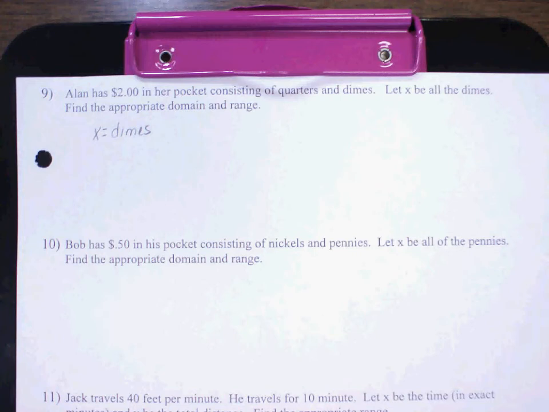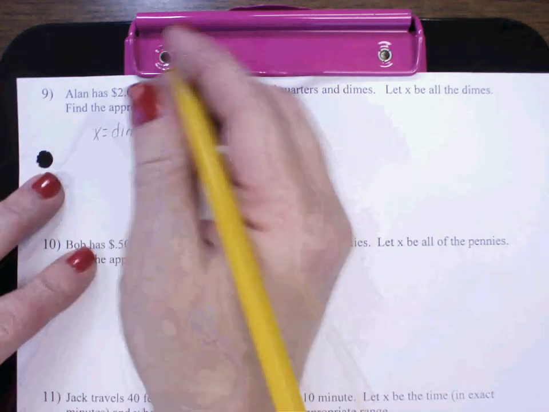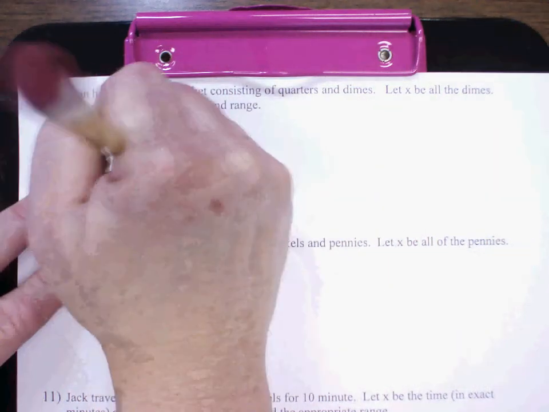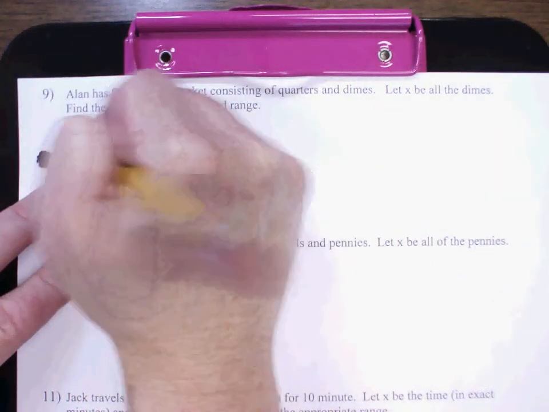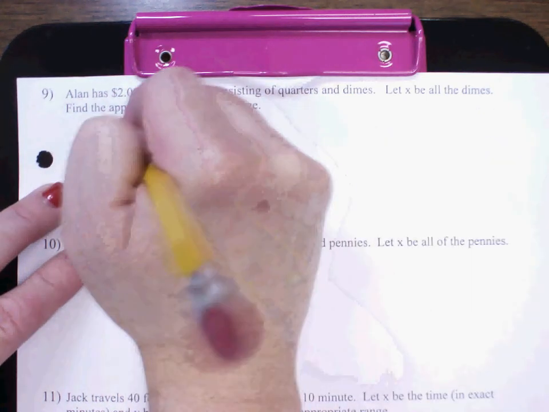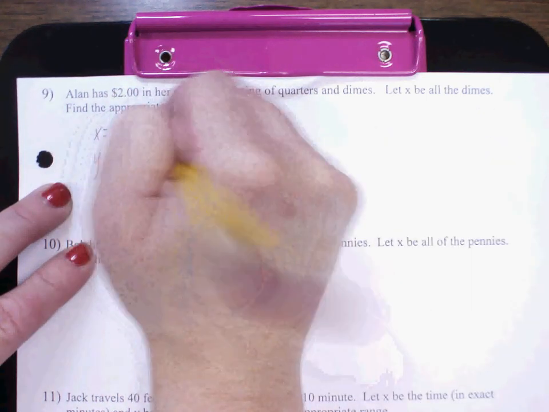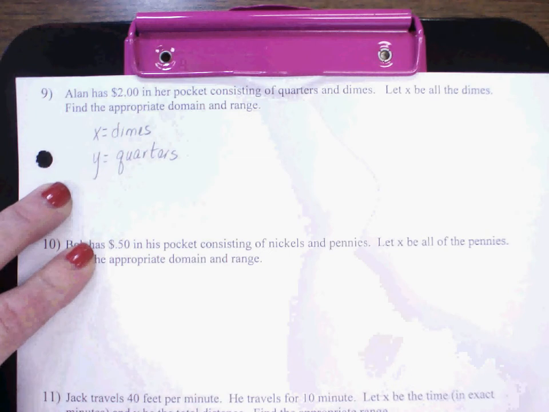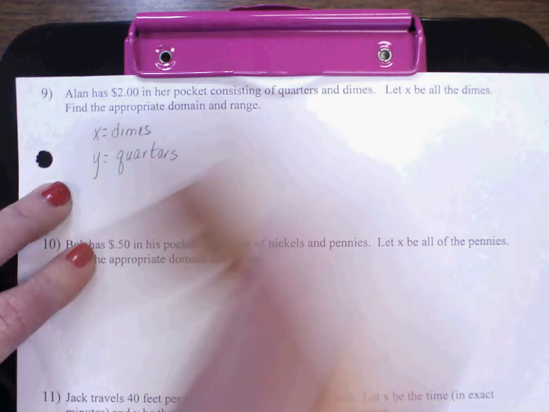All right, so what would Y be? The quarters. Very good. So let's come up with an equation. What this equation needs to be equal to how much? Very good. $2.